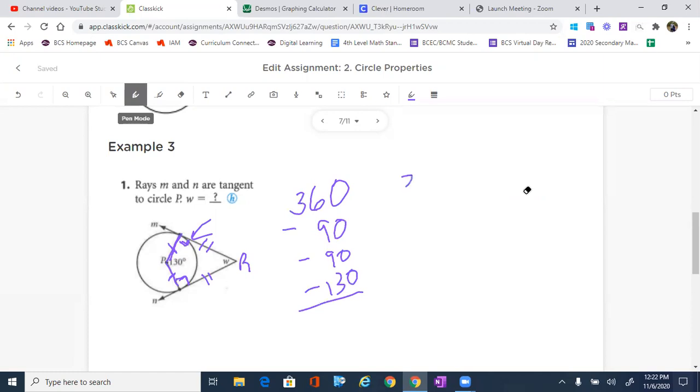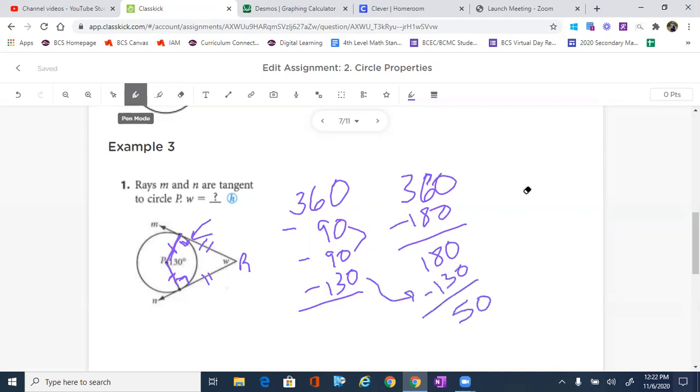So in other words, we have 360 minus 180, that's the combined 90s. That's going to give us 180. And then we can subtract off 130, and that gives us a total of 50 degrees. So that tells us W must be 50 degrees, since there are 360 degrees in a quadrilateral. And there's 360 degrees in a circle.